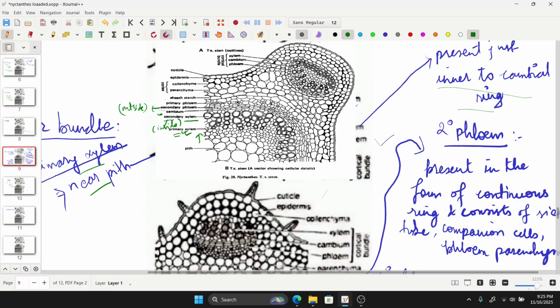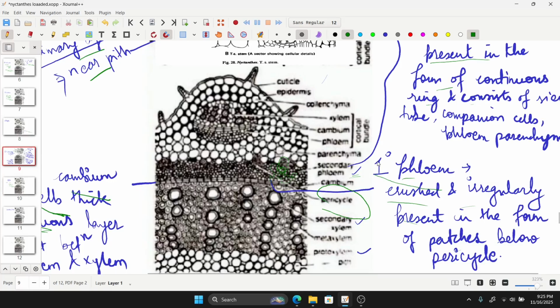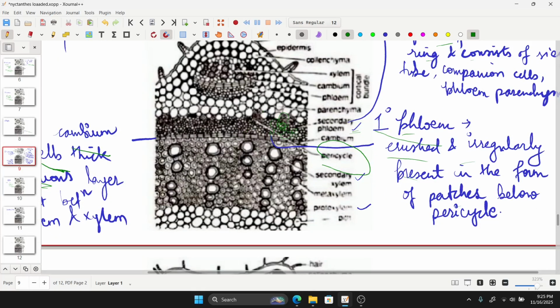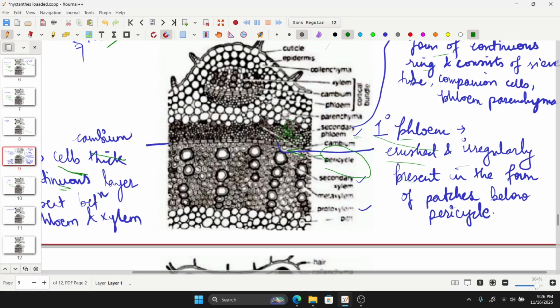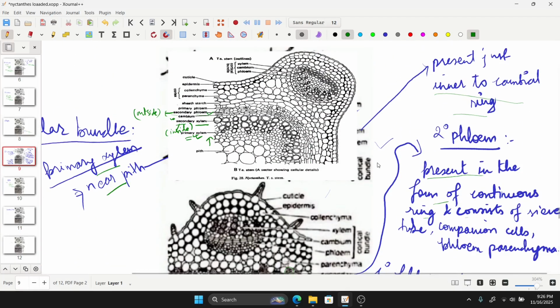Here there is the secondary phloem. The secondary phloem is present in the form of a continuous ring, and it consists of sieve tubes, companion cells, and phloem parenchyma. And talking about the primary phloem, it is crushed and irregularly present in the form of patches in the pericycle. So this is the case of the vascular bundle, and it is conjoined, collateral, and open type.